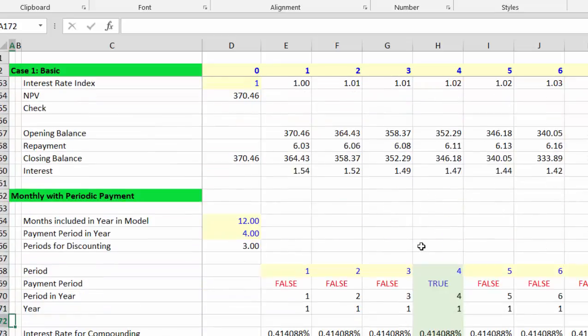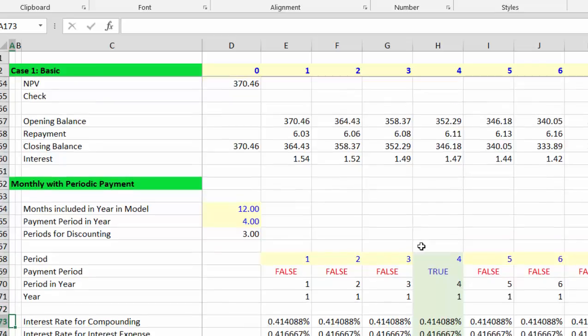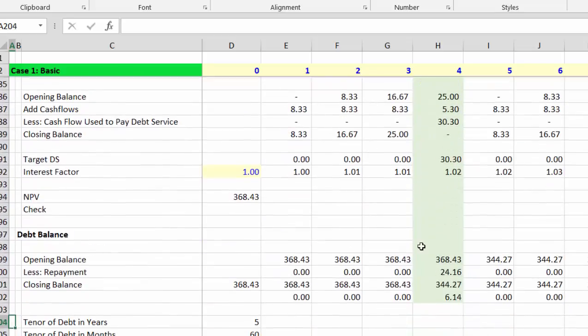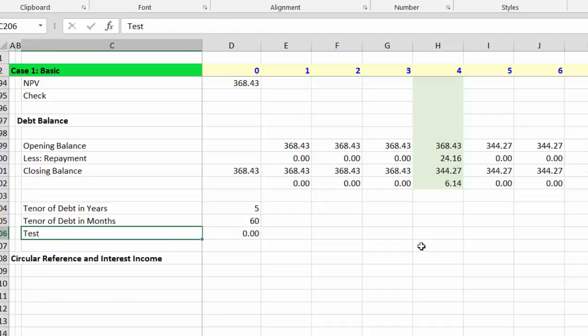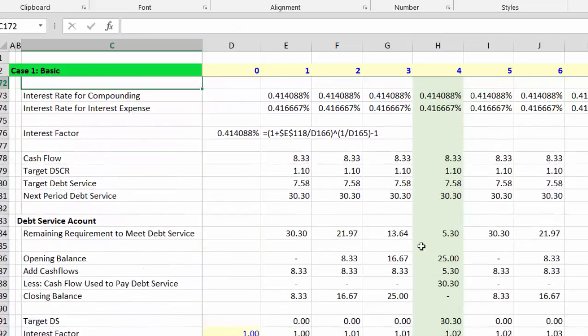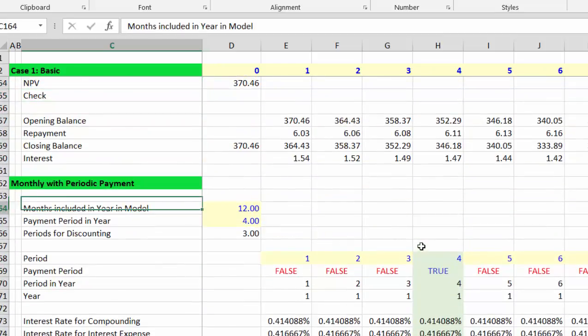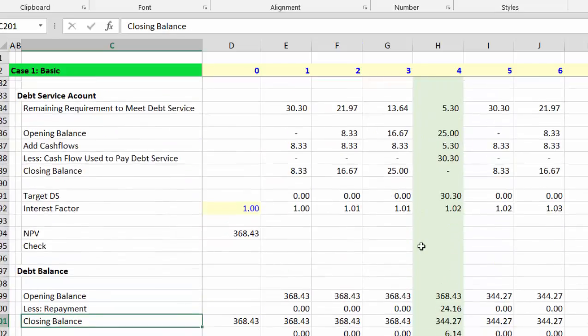The next step is to address these difficult circular reference issues. So we're going to put circular reference and interest income. I'm going to do it maybe with a complicated one like this, but let's first do it like we always should, with a simpler case.